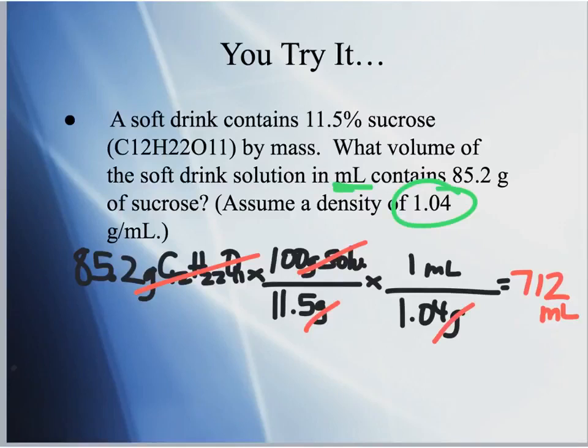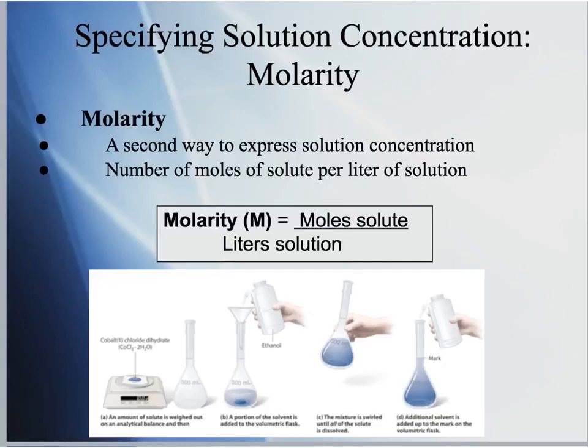So when you open up your 2-liter bottle and you pour yourself about 712 milliliters of that soda, which is like a little more than half a liter, that's a lot of soda. You've just consumed 85.2 grams of sugar. Yum.